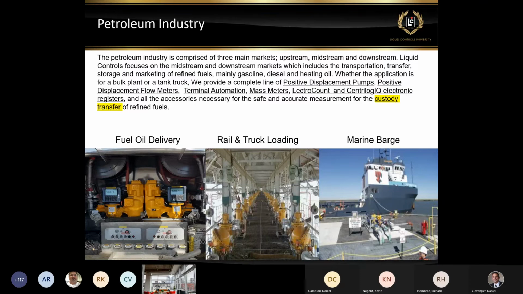In the petroleum industry, that probably is by far the largest market that we're in, but it's sometimes not really noticeable because it's always behind the scenes. So we do fuel oil delivery, rail, truck loading, and marine barge. Again, these are requirements that would have custody transfer, so high accuracy. And we can then work with other devices to do terminal automation. And certainly the electronic registers from LC, the Electrocount, and the Centrilogic IQ. Okay.